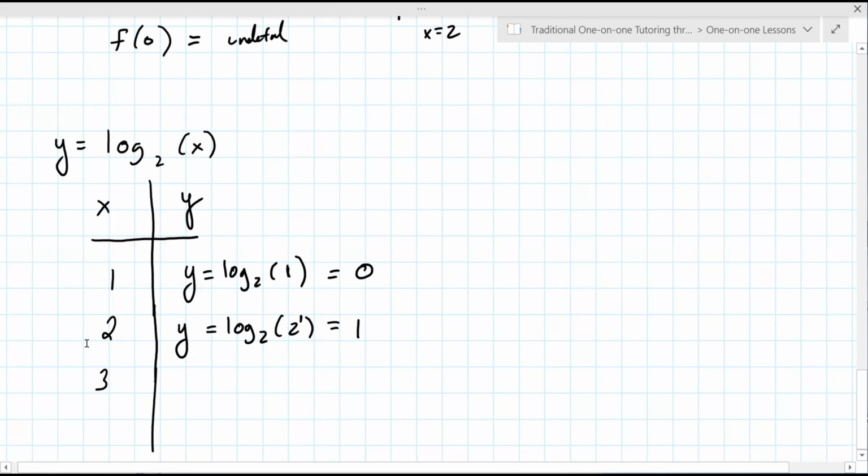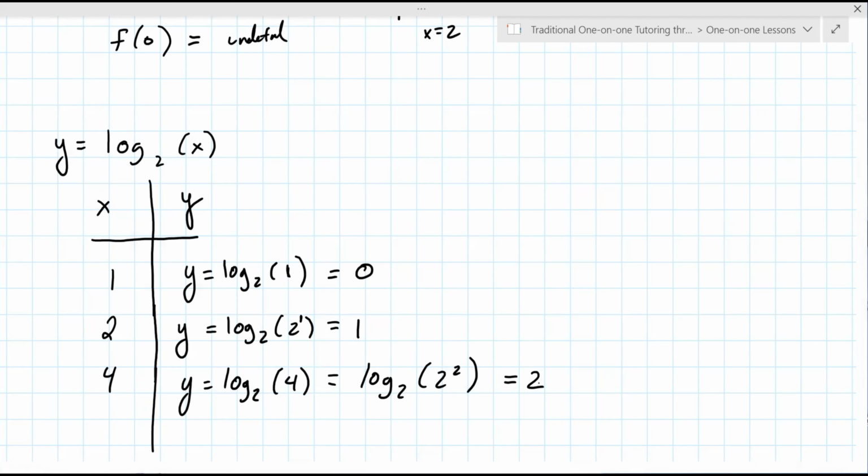Let's go ahead and write 4 here. y equals log base 2 of 4. And that is log base 2 of 2 squared. So this equals the exponent, which is 2. Okay. I'm hoping you've seen that before.